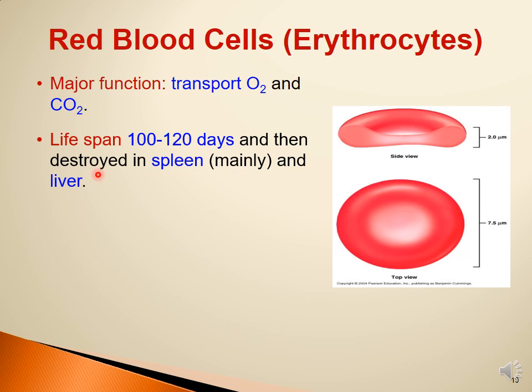The lifespan of red blood cells is about 100 to 120 days. So on average it is about 4 months. Then the worn out stiff red blood cells are removed by macrophages present in the spleen, liver, and the red bone marrow, but they are mainly removed by macrophages present in the spleen.